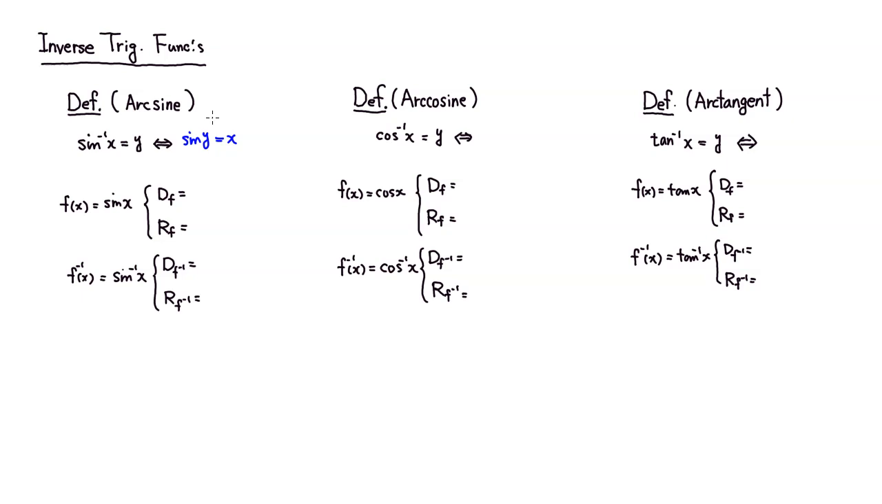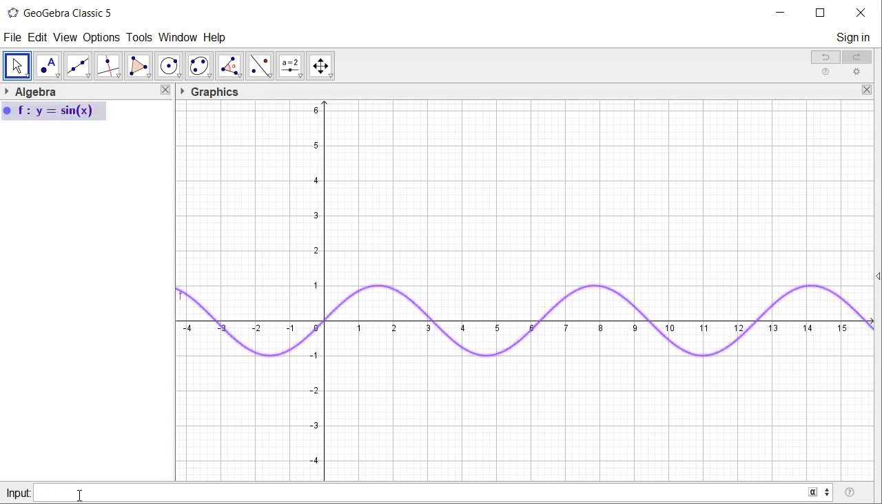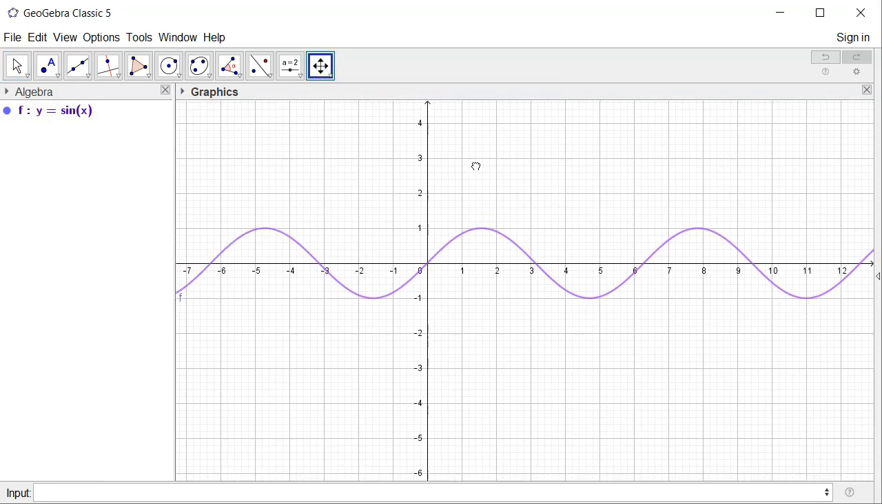Let's look at the picture of a sine function. I'm going to open up GeoGebra here. So here's the sine function. The sine curve just goes up and down like that. You can easily see that it's going to fail the horizontal line test miserably. You have so many intersection points.